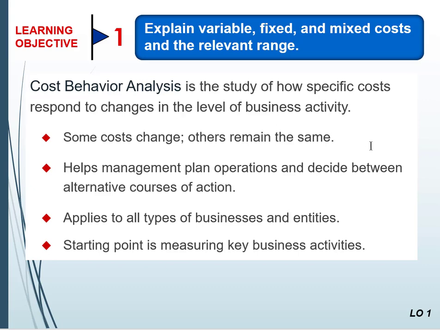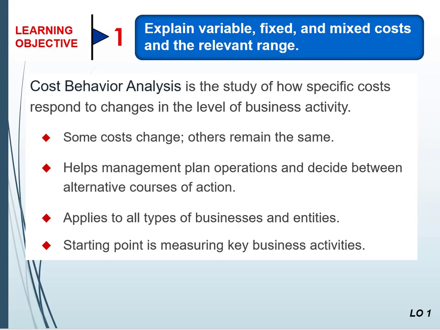So essentially, we're going to start with what's referred to as cost behavior analysis. This basically just says that there is a relationship between specific costs and changes in the level of business activity. Some costs change. We're going to refer to those as variable costs, and other costs remain the same, fixed costs. So this helps management plan about operations and decide what to do. It applies to all kinds of businesses, right?